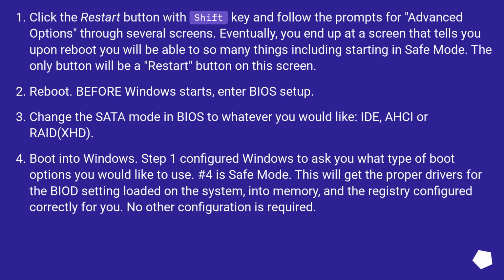Reboot. Before Windows starts, enter BIOS setup. Change the SATA mode in BIOS to whatever you would like, IDE, AHCI or RAID. Boot into Windows. Step 1 configured Windows to ask you what type of boot options you would like to use. Number 4 is Safe Mode.